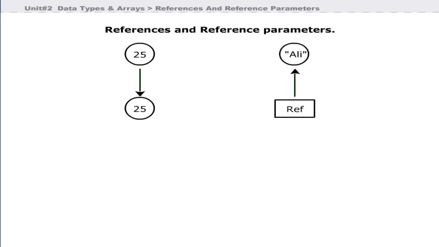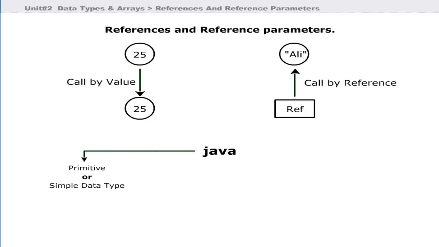Now we will learn references and reference parameters. Two ways to pass an argument to a method are call by value and call by reference. Other languages allow you to choose between call by value or call by reference, but Java does not allow you to do so. In Java, all primitive or simple data type variables are passed by value and all objects are passed by reference. That is, a reference to an object is passed to the called method.